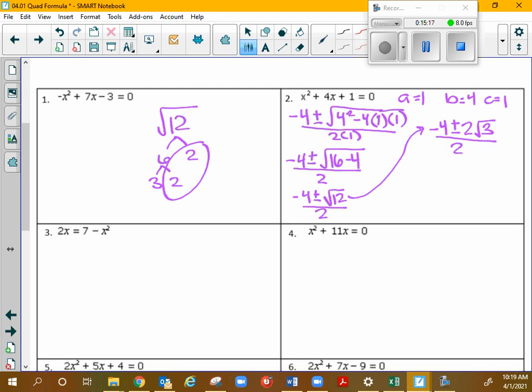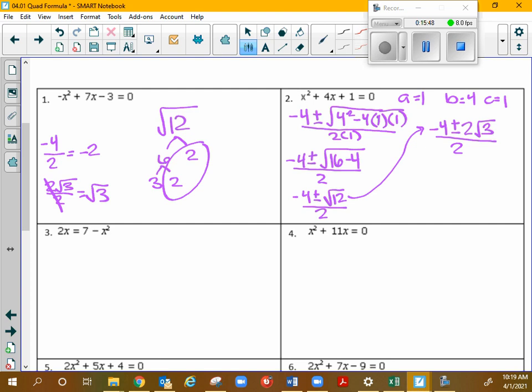It may appear as if we're done, but we're not. We're not done because I have multiples of 2, so I'm going to simplify. If I had negative 4 over 2, would you leave it like that? What would you turn it to? Negative 2. If you had 2 root 3 over 2, would you leave it like that? No, what would you turn it to? Just root 3. The 2's cancel out.